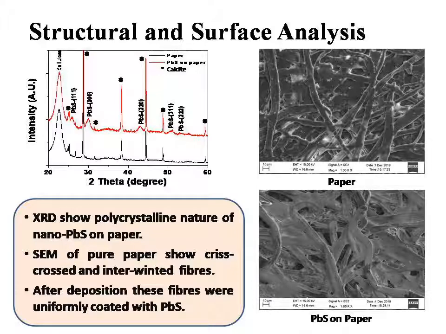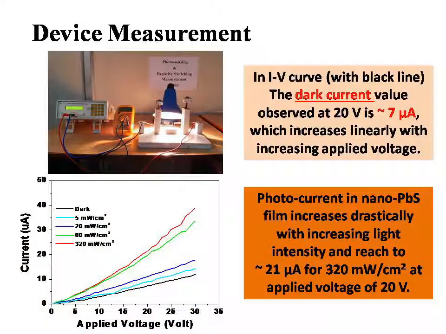This is the device setup which I have used, which consists of a 100-watt lamp. This is just a normal table lamp which has a peak wavelength of around 800 nanometer, and a voltage source and a current meter.